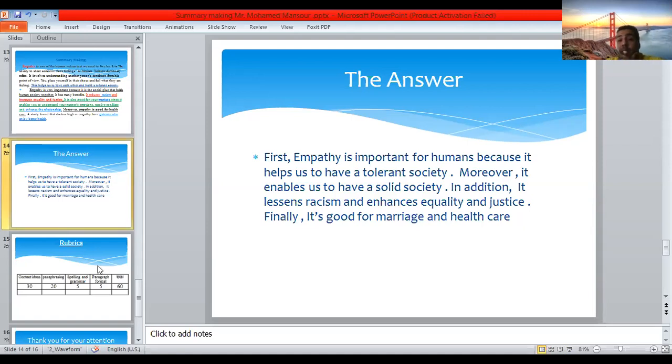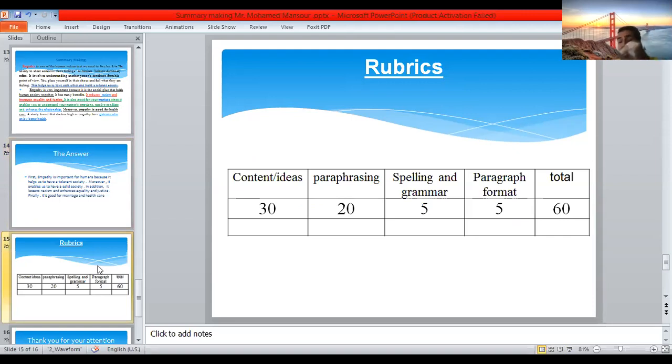I'll also move to the rubrics to enable you to know everything about the question. When you answer a summary making question, this question has 60 marks. Of course, they are divided by 10 and become 6 marks, but let's go on the rubrics themselves. 30 marks on the content and ideas. So when you find the 4 answers, you have 30 marks. Paraphrasing, according to the different techniques we mentioned, when you make a good paraphrasing, you get 20 marks. Spelling and grammar, 5 marks. Paragraph format, as I told you, don't write 1, 2, 3, 4. You have to write in the form of a paragraph. In this way, you can get the full mark, which is 60 marks.